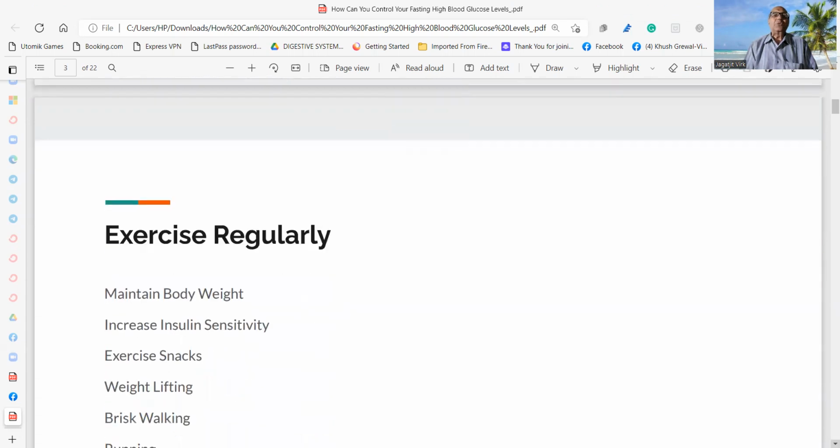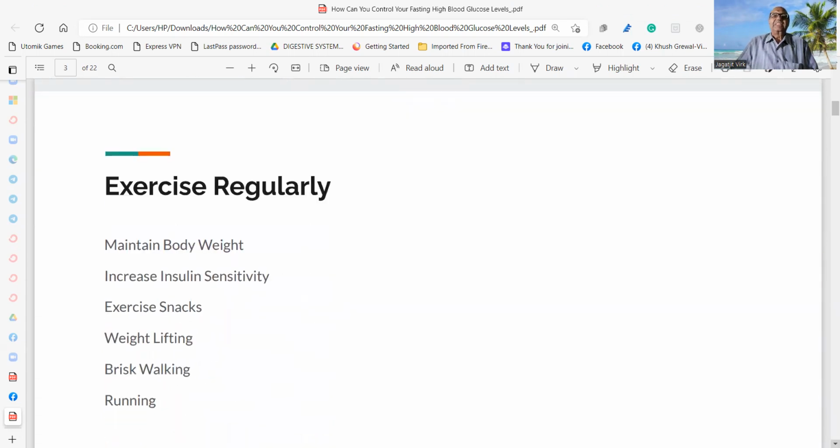How can you control your blood glucose at the fasting levels? Number one is exercise regularly. It helps you maintain your body weight. Exercise increases the insulin sensitivity in your body.